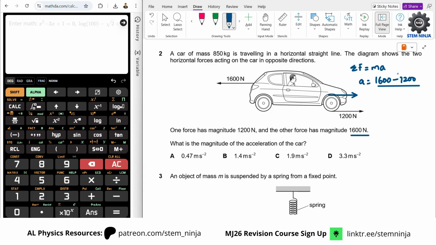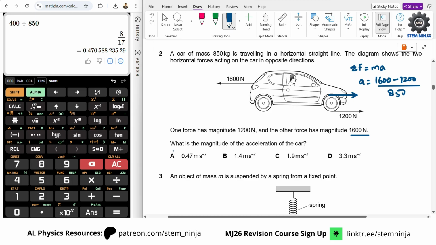Divided by the mass, 850. So this would be 400 divided by 850 kg. You get 0.47, so this is A.